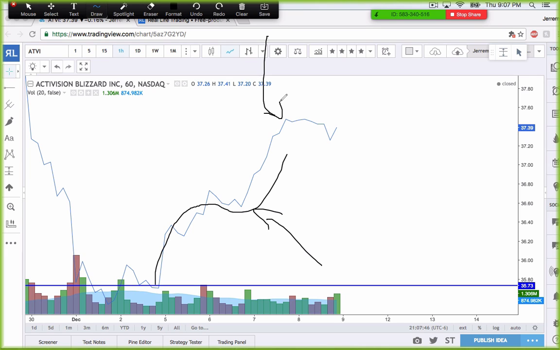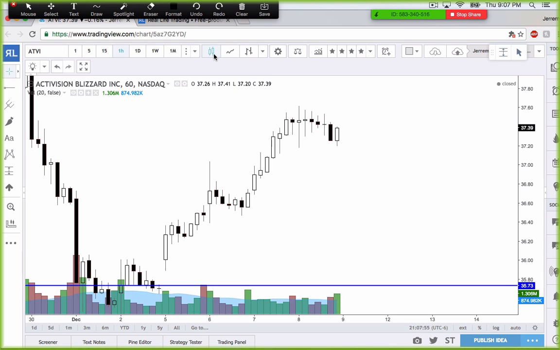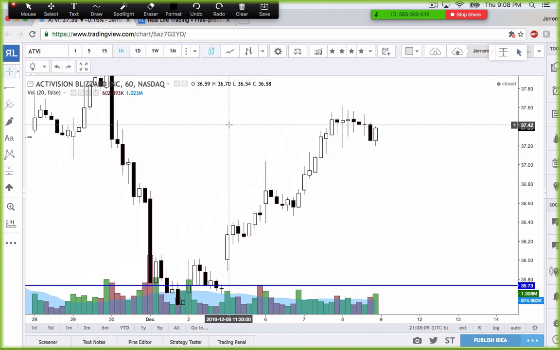Nikhil says, is there a software which can make Pinnate patterns automatically? We can notice them easily. Yep, there are. There's also software that does Morningstar reversals, three white soldiers, hammers. There's tons of them out there, man. There are plenty. There are literally millions of Pinnate patterns that occur every single day.